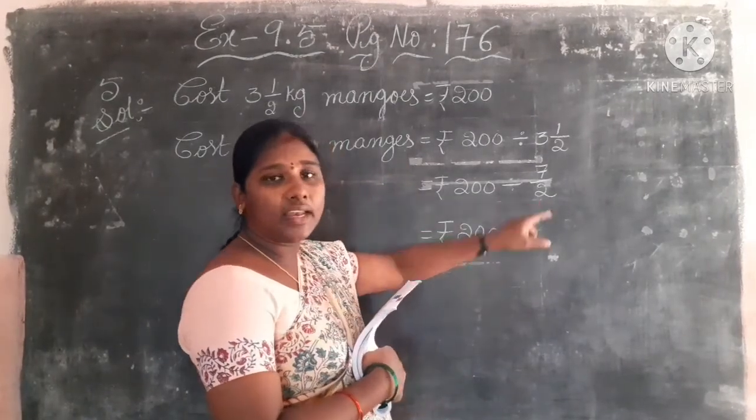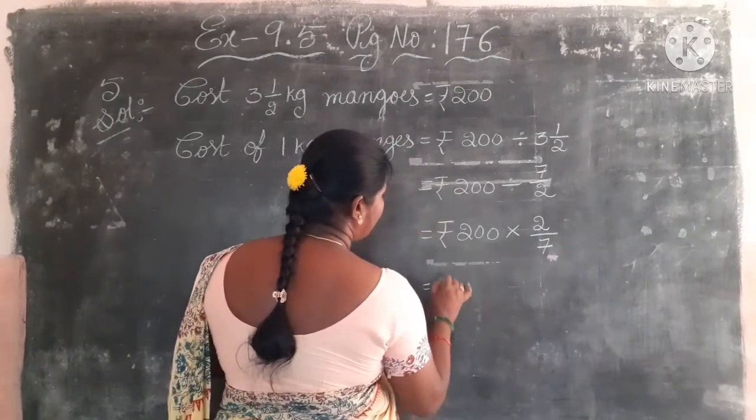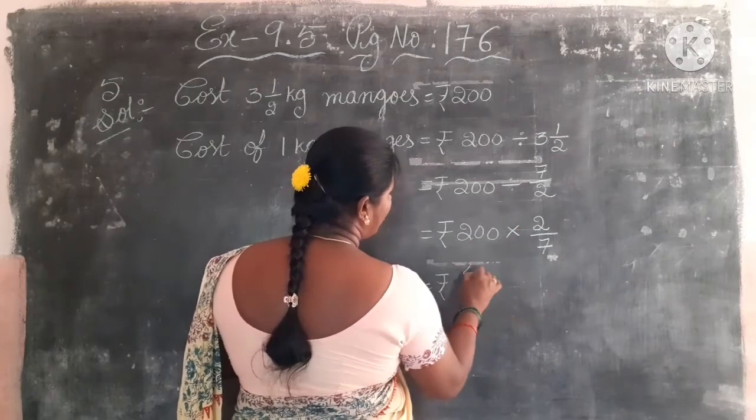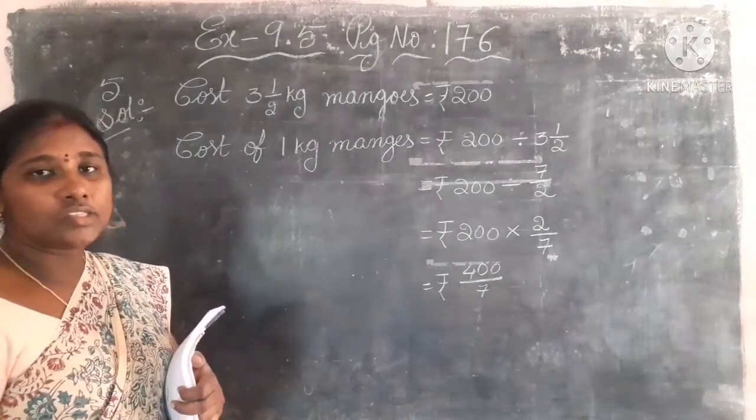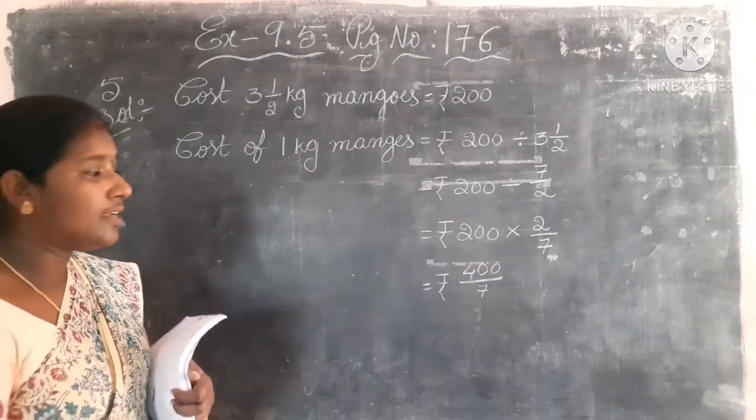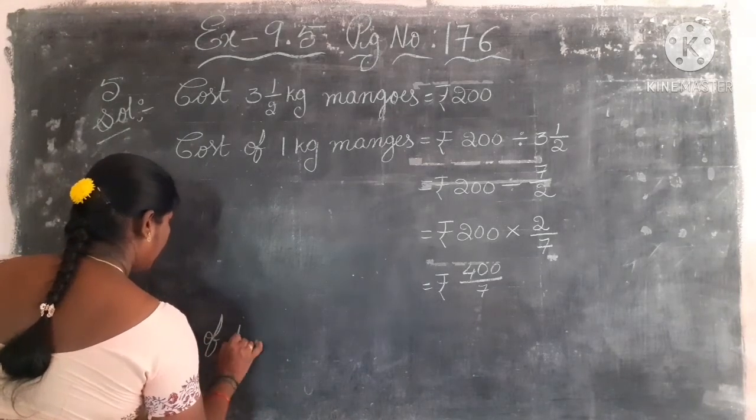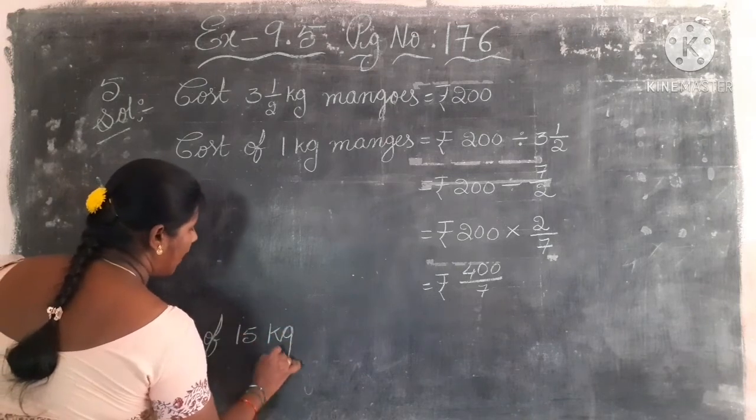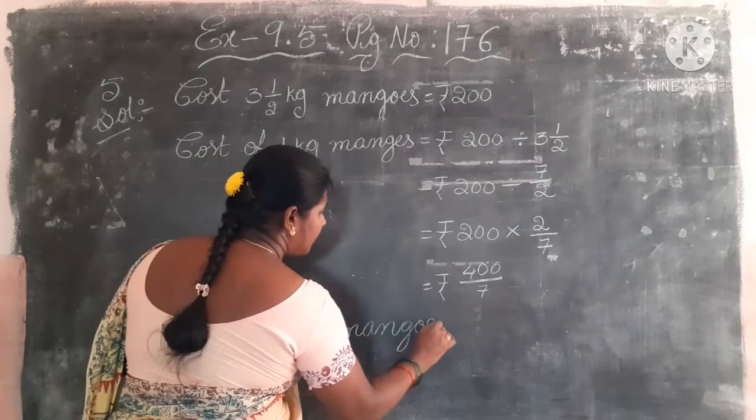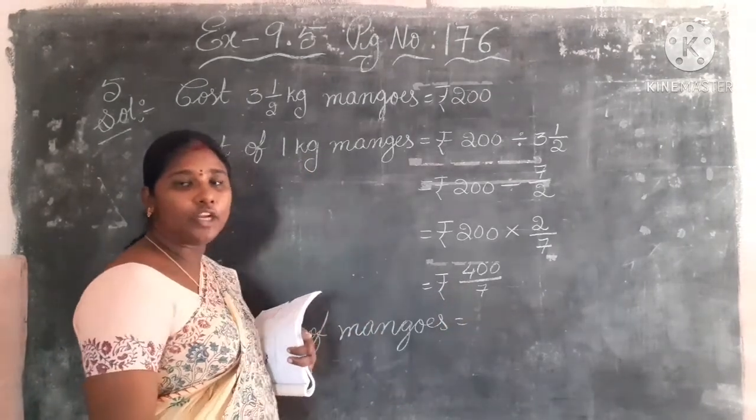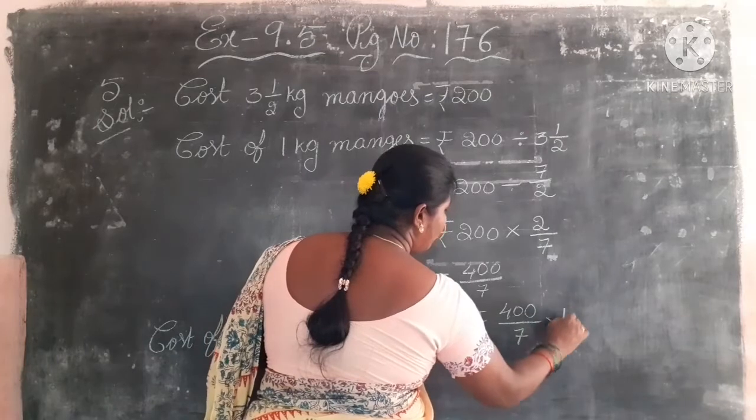Write the reciprocal of this one, 2/7. Is equal to rupees 200 into 2/7, 400/7. This is the cost of 1 kg of mangoes. Now we have to find the cost of 15 kg of mangoes. Cost of 15 kg of mangoes is equal to rupees 400/7 into 15.